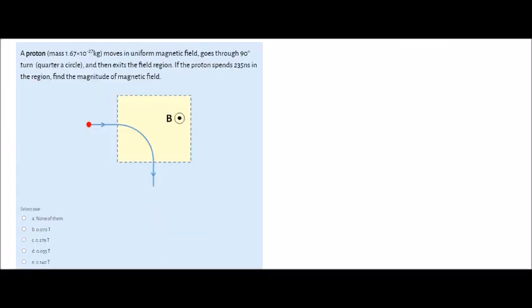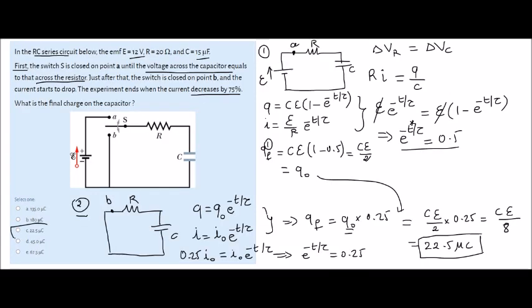Next question on magnetic field now again. So we solved this kind of question many times. That's the right answer.